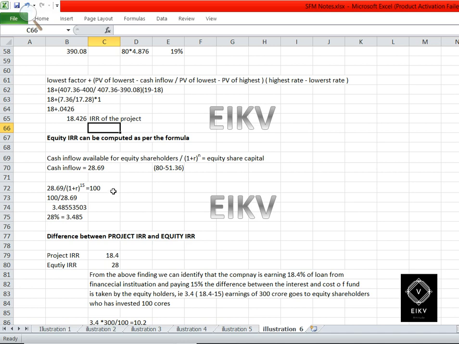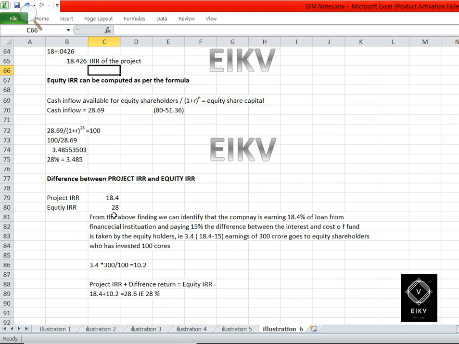And when we substitute that equation, we will get 100 crore divided by 28.69, which comes around 3.48. Okay, so the 3.48 is equal to 28%. Therefore the internal rate of return of equity is 28%.